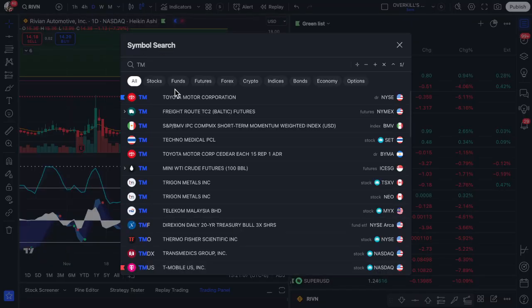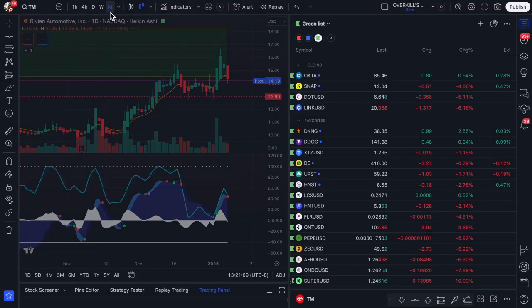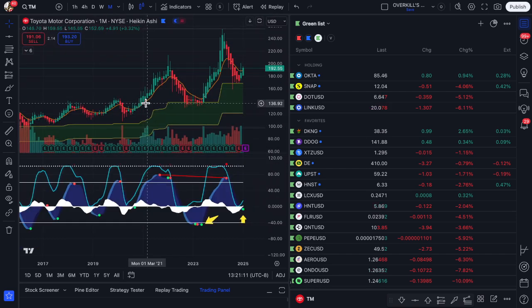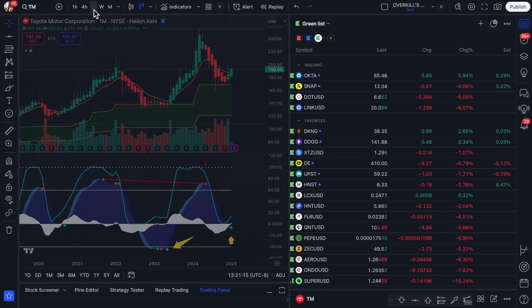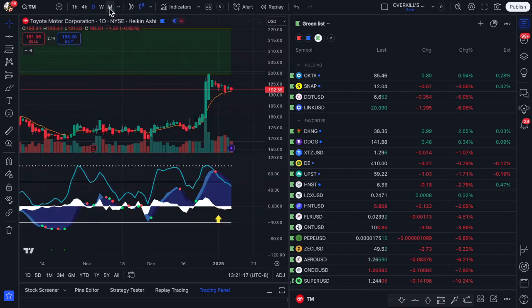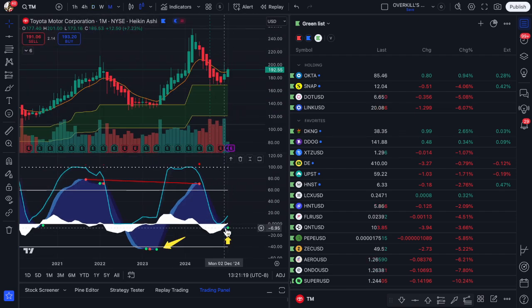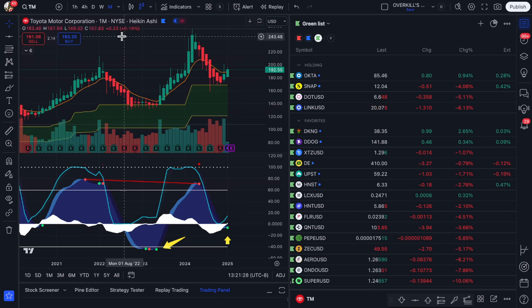But we got TM, Toyota Motors. Toyota Motors actually has a green dot here on the monthly. So you can see the monthly chart is just now reversing. You see that right there? Boom. January got the green dot, just like you got back here in May. At 143, it went all the way up to 252. This monthly chart looks excellent.